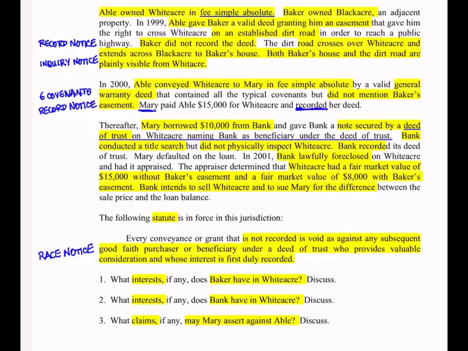Call 3, what claims, if any, may Mary assert against Abel? That goes to all 6 covenants in a general warranty deed. And so I would go through and analyze all 6 and discuss Mary's rights against Abel.